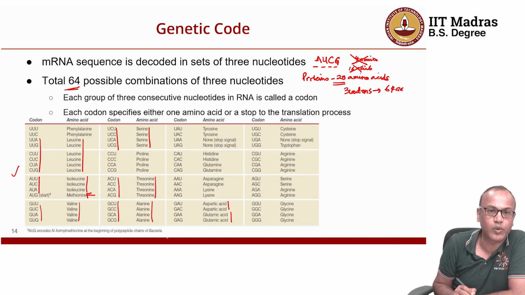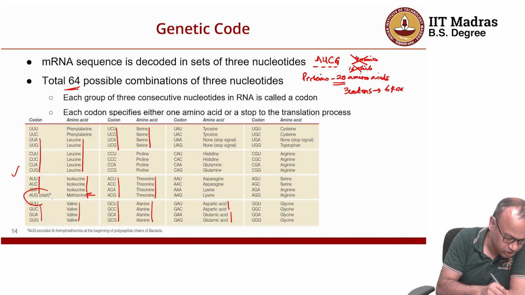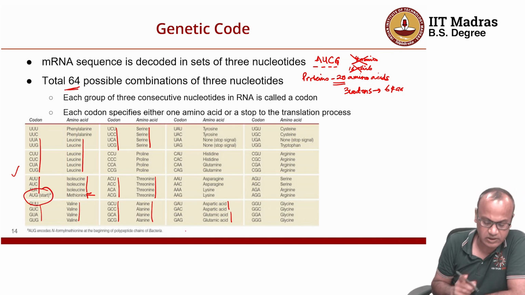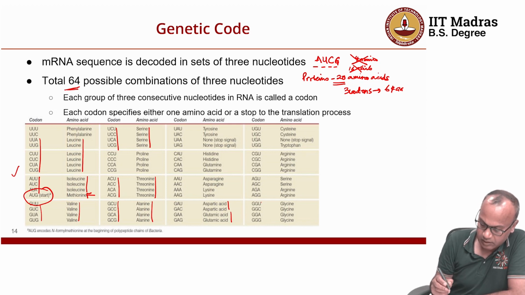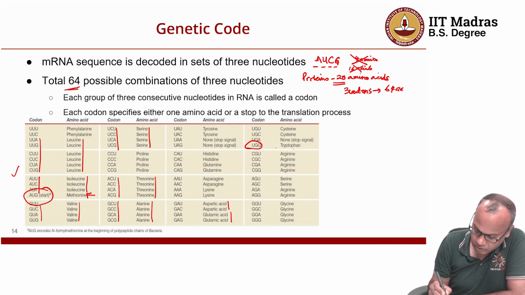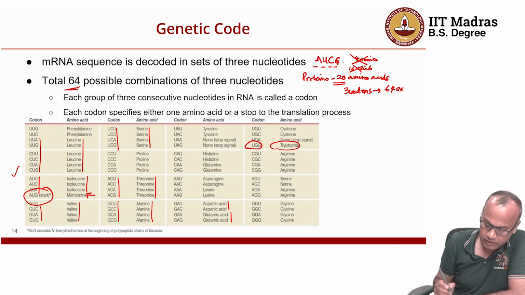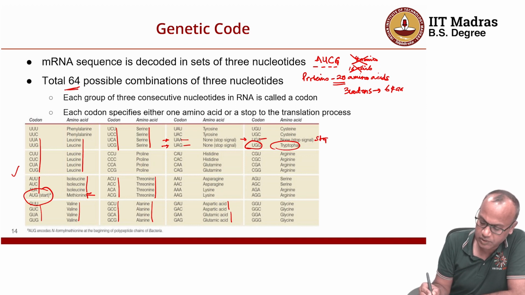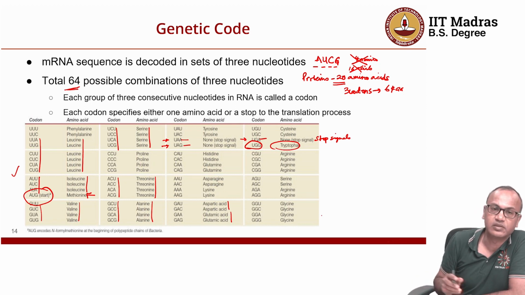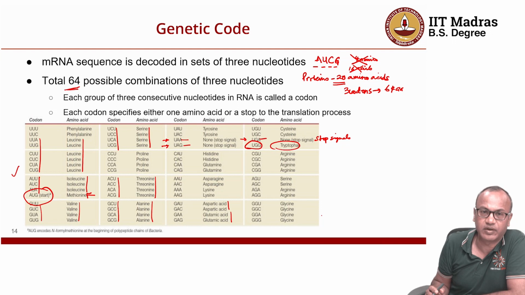Methionine is only 1: AUG, which is also called a start codon, which we'll come to in a bit. Tryptophan is also 1. Then there are 3 sequences, UAA, UAG and UGA, which are called stop signals. That means this is the end point of the transcript.